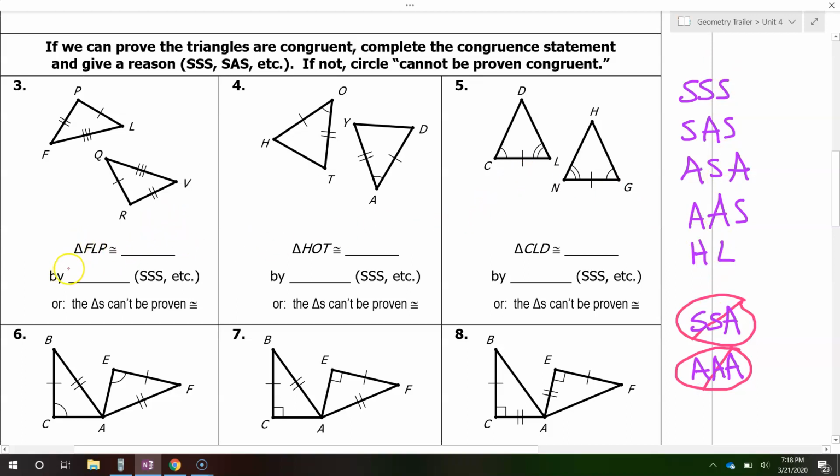Okay, so looking at problem number 3, I see all 3 sides are congruent to all 3 sides. So that's going to be side, side, side, because we have 3 pairs of sides. So now the congruent statement.